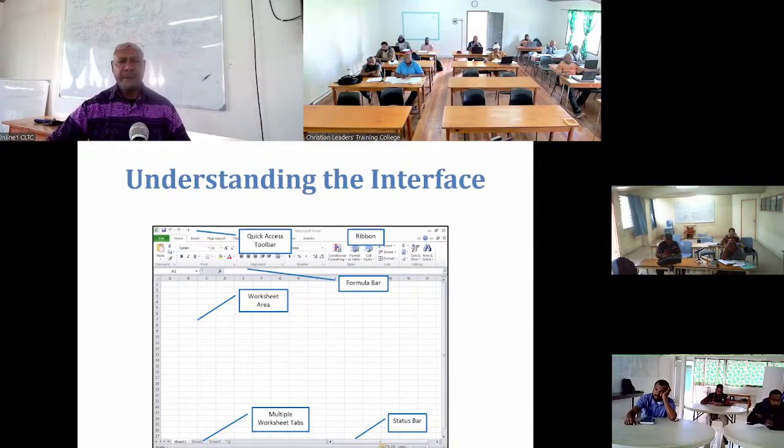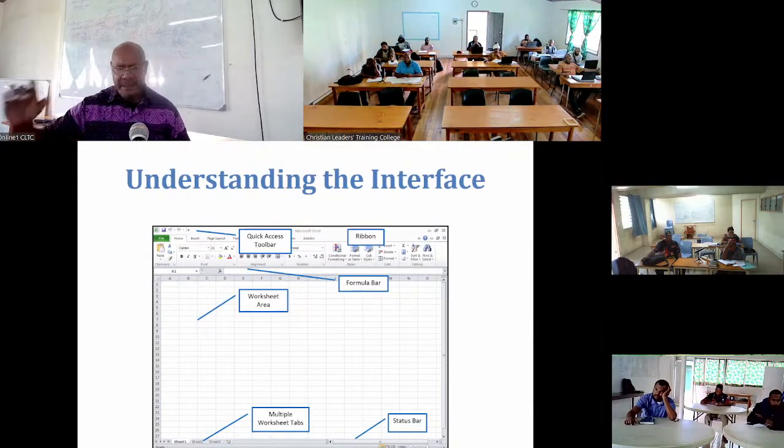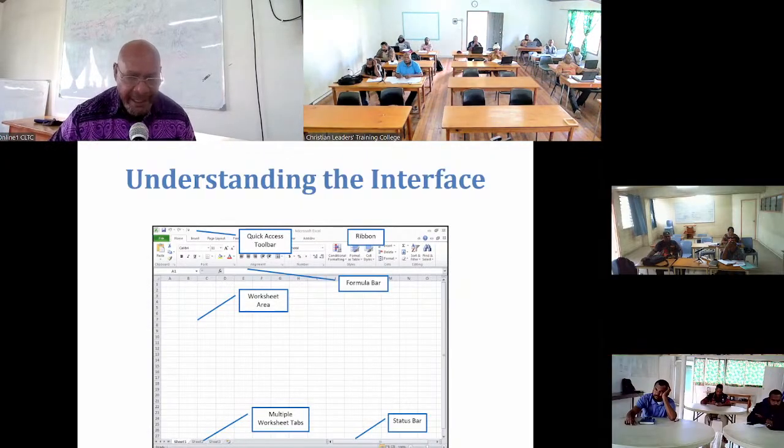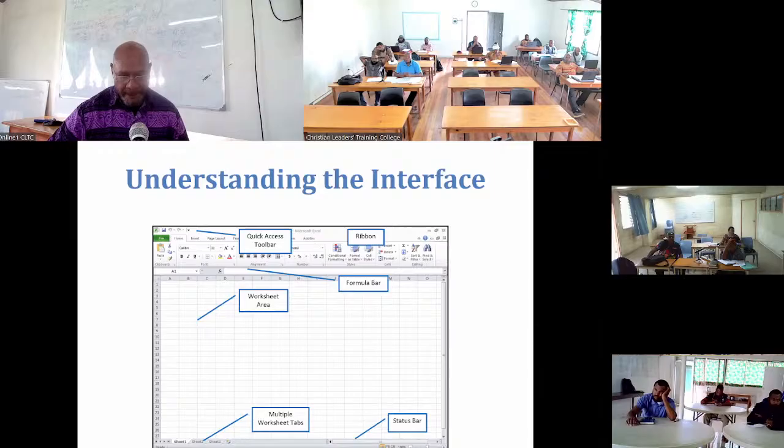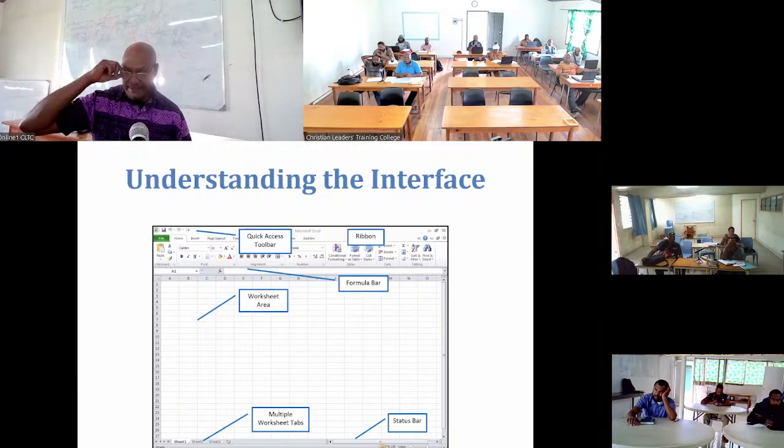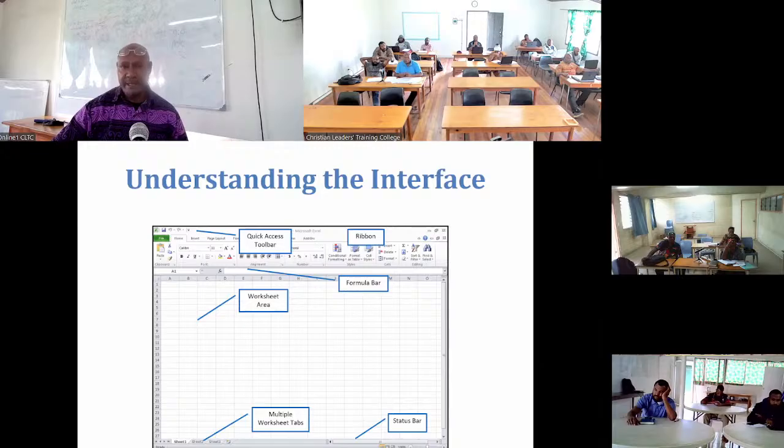Okay, we have worksheet, then what? Formula bar, status bar, ribbon, and quick access toolbar. We'll come back to the quick access toolbar. But your toolbars are in your ribbon. That contains all your functions. All right.